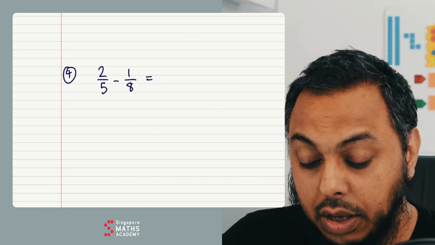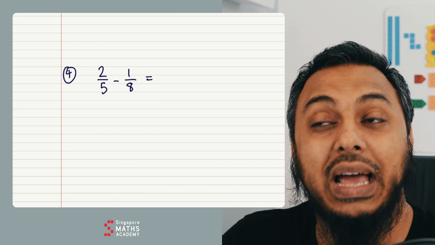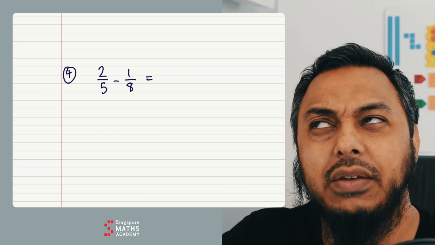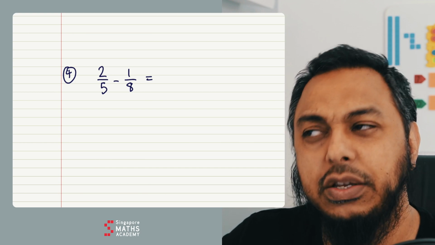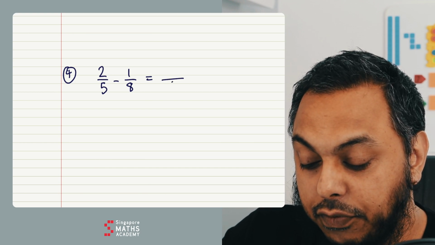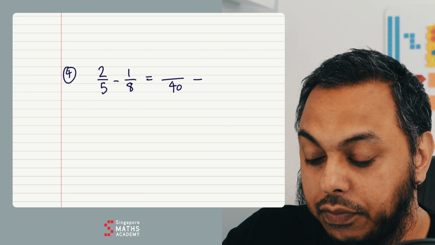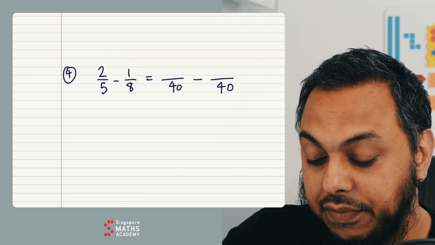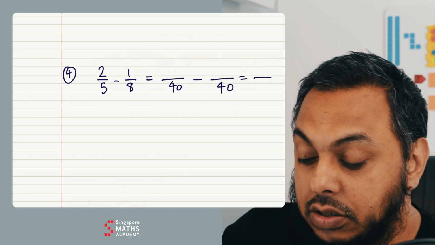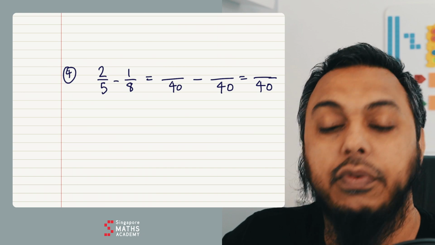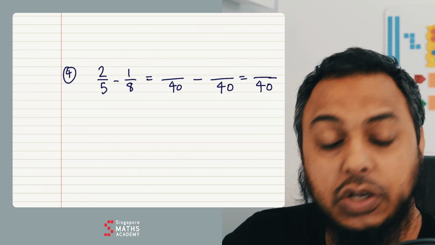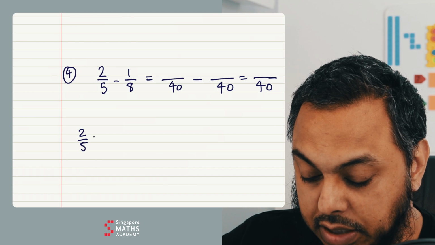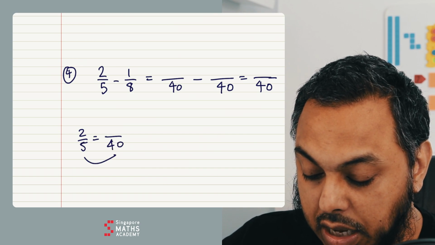2/5 take away 1/8. So 5 and 8, what's the first number that's in the 8 times table and 5 times table? 8, 16, 24, 32, 40. So 40 would be in both of these times tables, right? 5 times table and 8 times table. And so I know I can make both of them out of 40, right? I can make an equivalent fraction. 2/5 is equal to something over 40ths. I know how to do that.